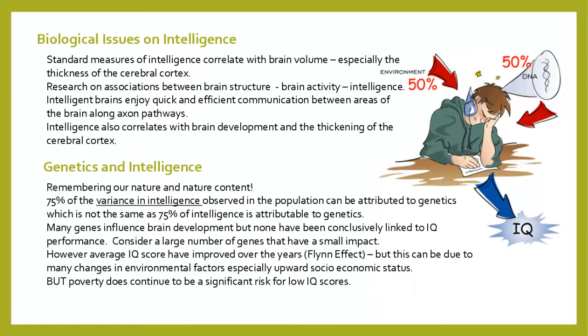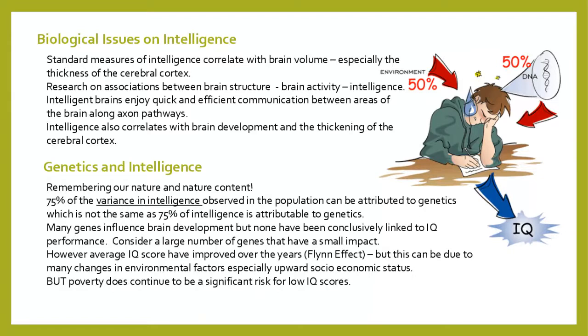Genetics and intelligence, again, we go back to nature and nurture, always nature and nurture. Are we naturally clever, or are there things around us that impact on our intelligence? So 75% of the variance in intelligence observed in the population can be attributed to genetics, which is not the same as 75% of your intelligence being attributed to genetics. About 75% of the variance, or the difference, in intelligence across a population can be attributed to genetics.